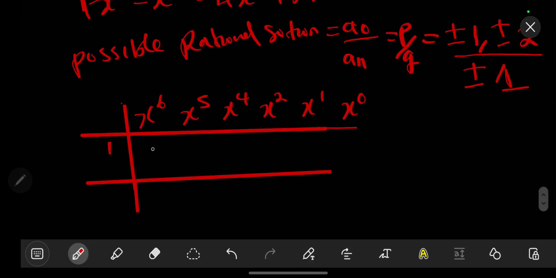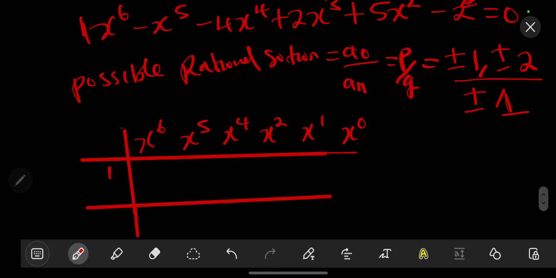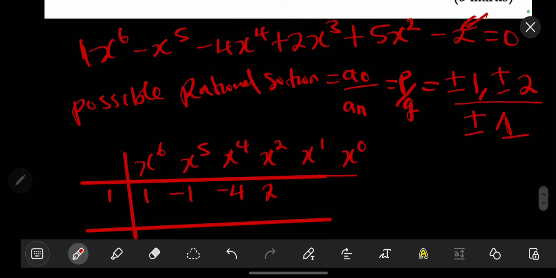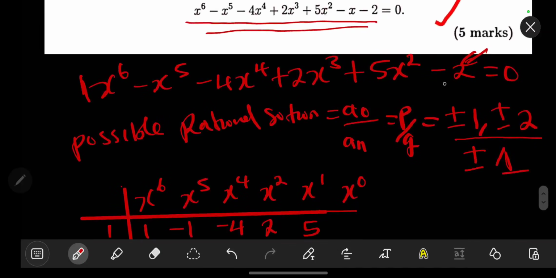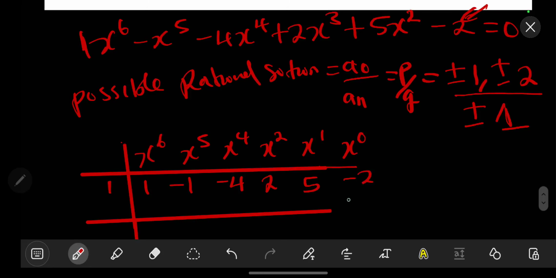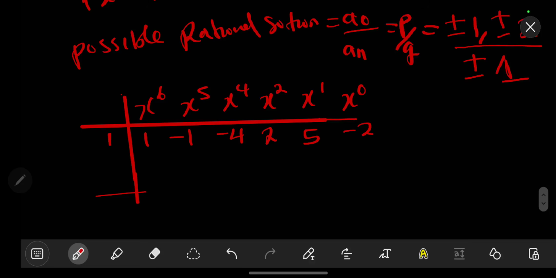So here we have the coefficients. On x to the power 6 we have 1, here we have negative 1, here we have negative 4, here we have a positive 2, then there we have a 5, then also here we have a negative 2, like that. So we are going to have something like this. Then here we multiply, here we add.